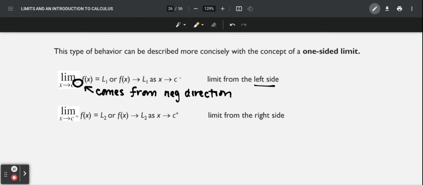And the negative direction would be the left side of your graph. So it's approaching from the left. If you have the little plus after your constant, it means that we're coming from the positive direction. And the positive direction is from the right side. So it won't necessarily tell you that you're looking for your left or your right hand limit. It might just say find the limit.